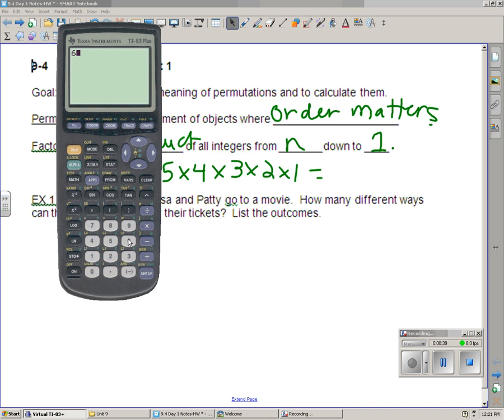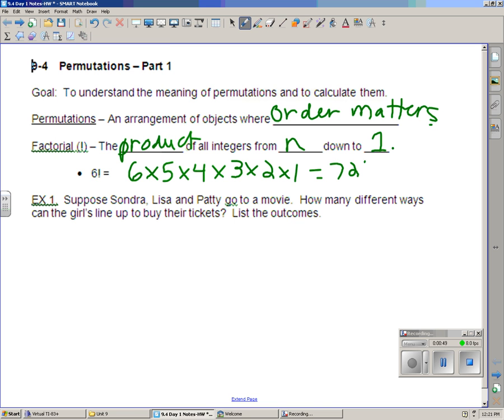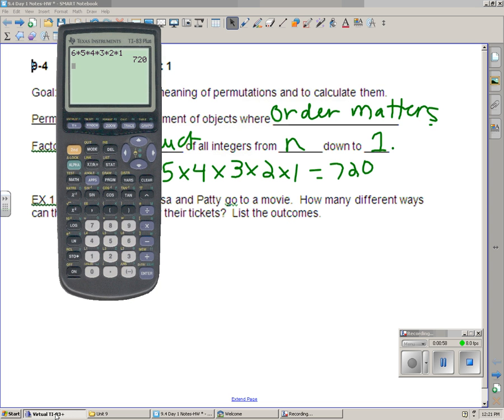So we've got 6 times 5 times 4 times 3 times 2 times 1, and the answer comes out to be 720. What's nice about factorials is you can also use a factorial notation, which is also found on your calculator. So if you can follow along with this, another way to do 6 factorial is as follows. You type in the number 6. You type in the math. You arrow over to probability. Down to choice 4, you hit enter, and then you hit enter again.